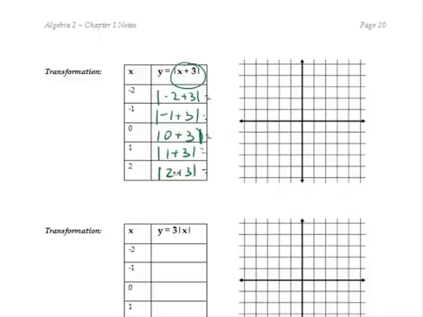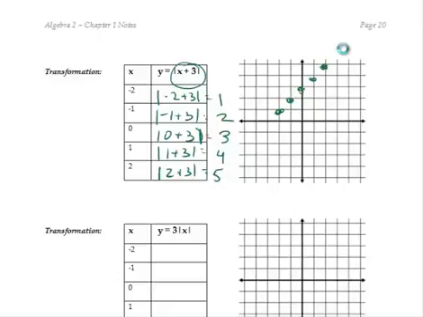Okay, so 2 plus 3, we get 5. 1 plus 3, 4. 0 plus 3, 3. Negative 1 plus 3 becomes positive 2. Negative 2 plus 3 becomes positive 1. So when we plot these points, we start to see this.